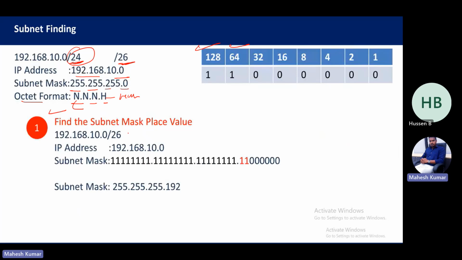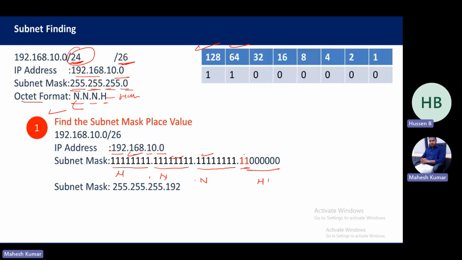If you are converting from decimal to binary, this is our decimal, so you just convert the subnet mask into binary. When you convert, the first octet is all 1s, the second octet is all 1s, and the third octet is also all 1s. That is n.n.n, and this is your host bit. By default, 8 plus 8 plus 8 is 24.